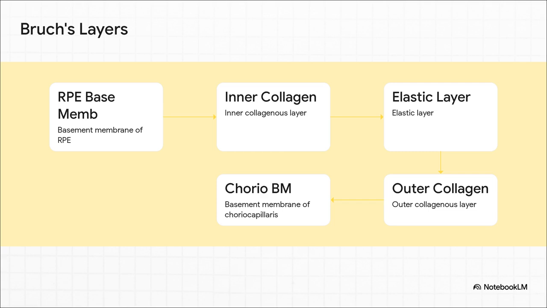A great quick mental model to remember this exact order is to think of it like a double-decker sandwich. You've got 2 basement membranes acting as your outer bread, 2 collagenous layers as the meat, and 1 elastic layer right smack in the middle. Knowing this sequence is absolutely crucial because, as we're going to see, different types of pathology live in the distinct addresses of these specific layers.